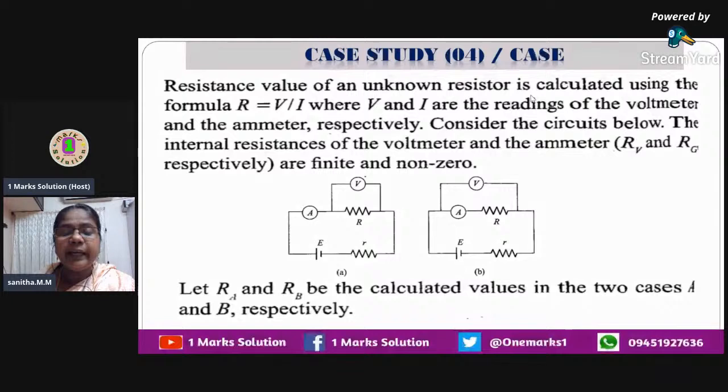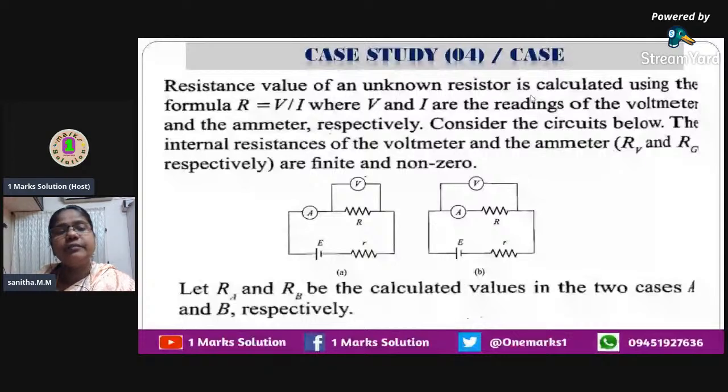Here, RA and RB are the calculated values in the 2 cases, A and B respectively. That means RA is the resistance in the case of the first circuit and RB is the total resistance in the second circuit. So that is the figure. First of all, you have to observe it. Now we can go for the questions based upon this data.